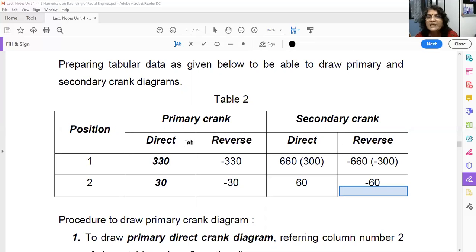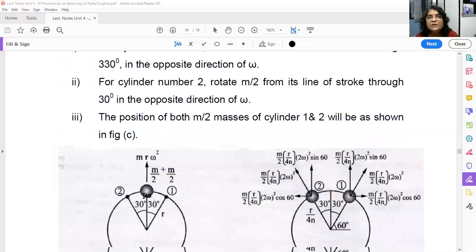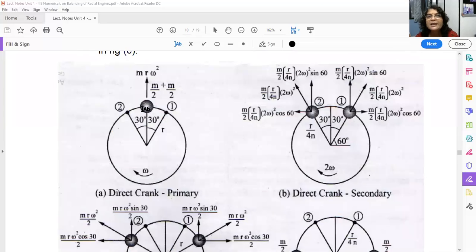Now based on these 4 columns, you have to draw 4 diagrams. Let us draw the first, the direct primary crank diagram. What you have to do is rotate cylinder number 1 m/2 by 330 degrees in the direction of omega, and cylinder number 2 by 30 degrees in the direction of omega. So this is your direct primary crank diagram.